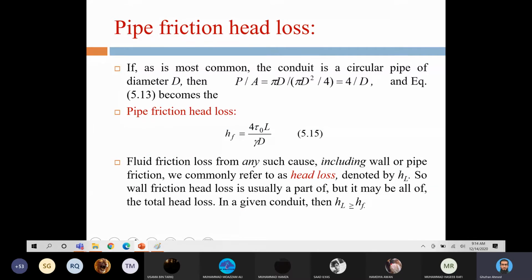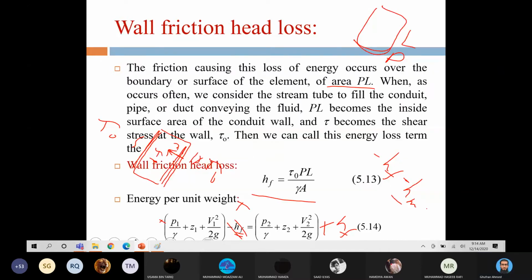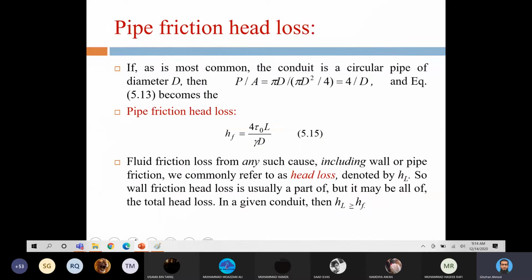As in most common cases, the conduit is a circular pipe of diameter d. So we can replace P by A here. This P by A, which is the perimeter over area. We know that if any circular pipe has diameter d, then we can transform this formula in terms of diameter directly. Instead of area, if we know the diameter, we can just write this formula of HF in terms of diameter. So we know P is pi d and area is pi d square by 4. So the previous equation becomes 5.15, which is 4 tau naught L over gamma d.